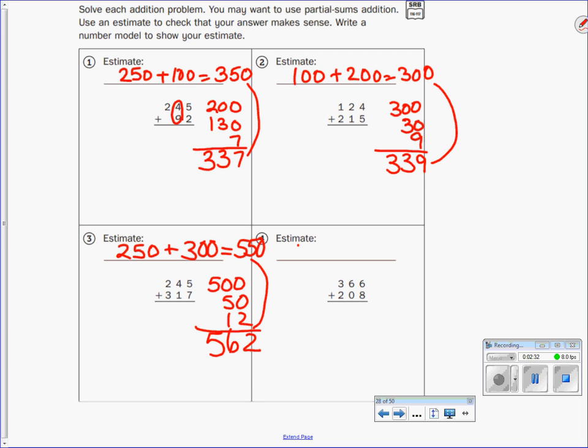Okay, I could take 366 and give an easier number of 400, plus 208, so an easier number would be 200. So we could estimate this one at 600. Now let's do our partial addition. We have 300 plus 200, which is 500. 60 plus nothing is 60. And 6 plus 8 is 14. Add those up, and we get 574, and 600 was our estimate, so that is a good estimate.